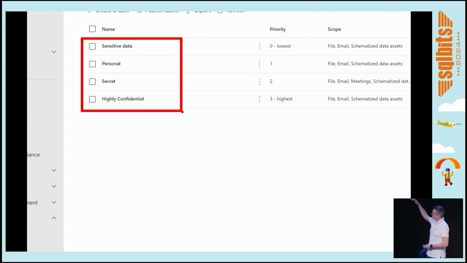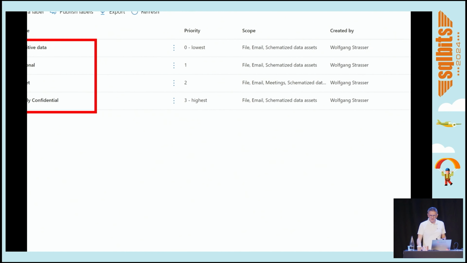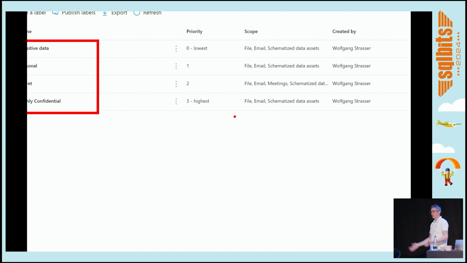What you can do is create that structure as you want. You can create sub-levels of those labels, like highly confidential, and then a sub-label like FTE only, or whatever you want. And that is the starting point, defining the levels of your sensitivity requirements. And we've got some priority over here. The next thing is we need to define a scope. The scope is what are the document types, what are the asset types that the label can be applied to. And in my example, labels can be applied on files, on emails, on schematized data assets.